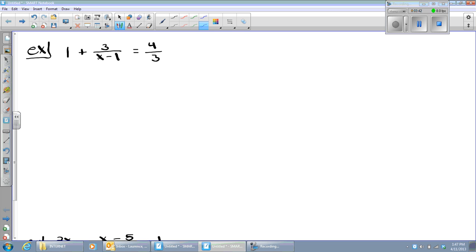Our common denominator is going to be x minus 1, since we don't even have a denominator over here, or the denominator is 1. So we're going to multiply this entire quantity by the common denominator of x minus 1. So we're going to have x minus 1 times 1 plus 3 over x minus 1. What you do to one side, you have to do the other side. 4/3 times x minus 1.